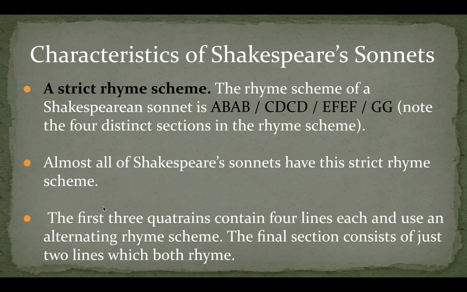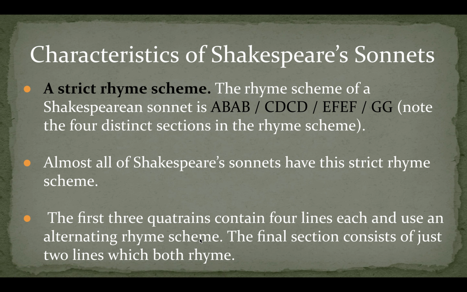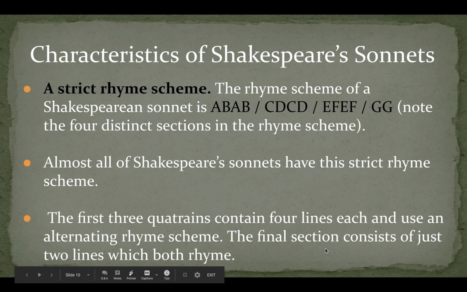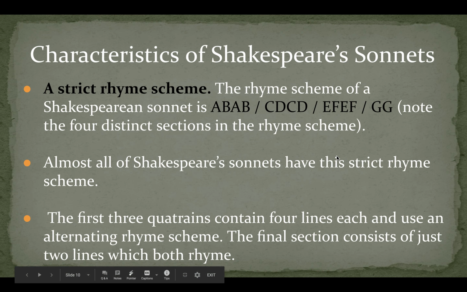And as we've mentioned, the first 3 quatrains contain 4 lines each and use an alternating rhyme scheme. That means every other line within a quatrain rhymes. And then the final section consists of just 2 lines, and those 2 lines, you may recall, that's called the couplet. They rhyme with each other. So, once again, remember this rhyme scheme.